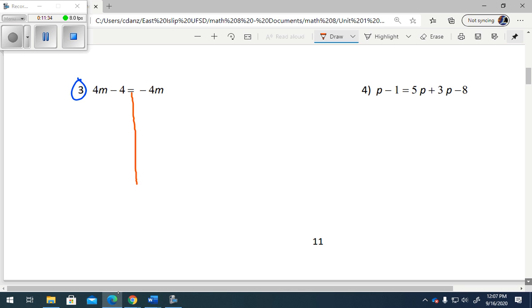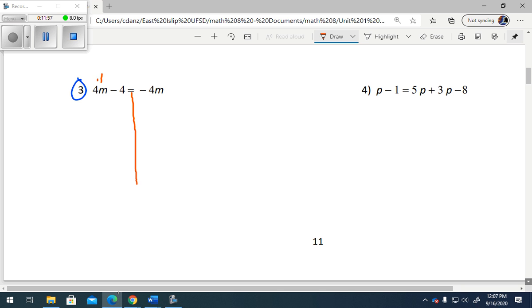So the left side has 2 terms, right? There's 2 things over here, while the right side only has 1 term. So I like to look at the side that has more things, which means I'm going to look at my left side. And I like to get rid of the variables over there and bring it over to the side that only has 1 thing.